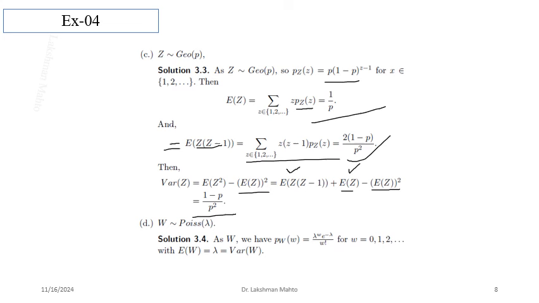Okay. Now the fourth one is the Poisson distribution, the expectation and variance of the Poisson distribution. It is very interesting that the expectation and variance both are equal to lambda, the parameter.